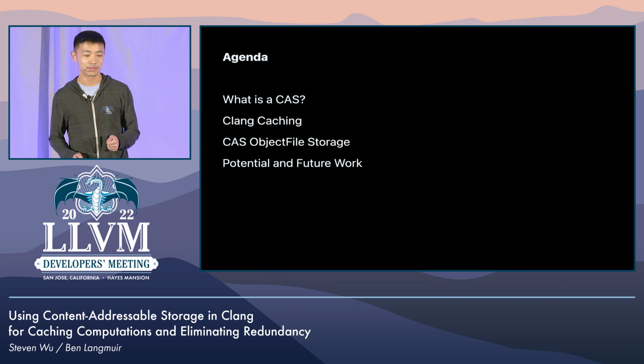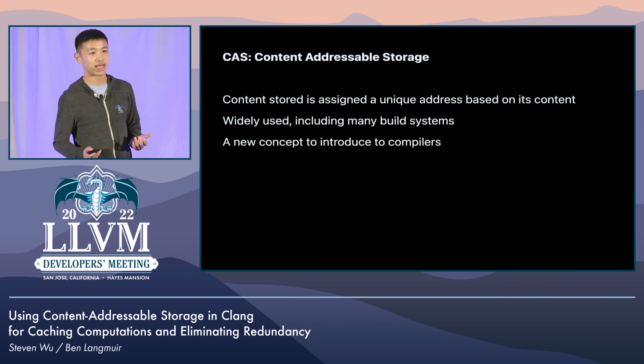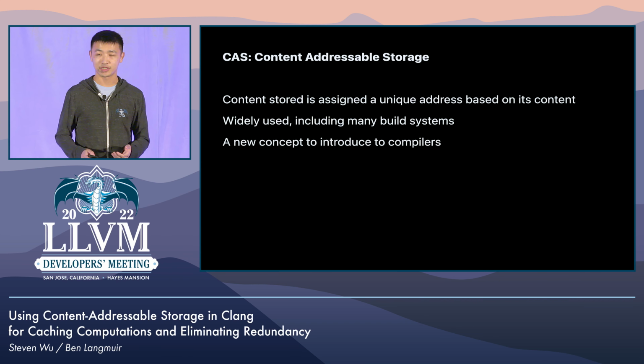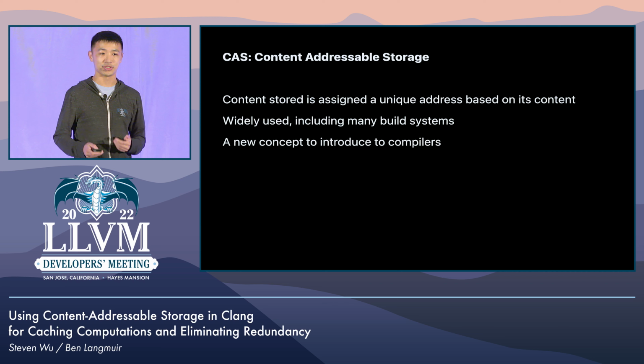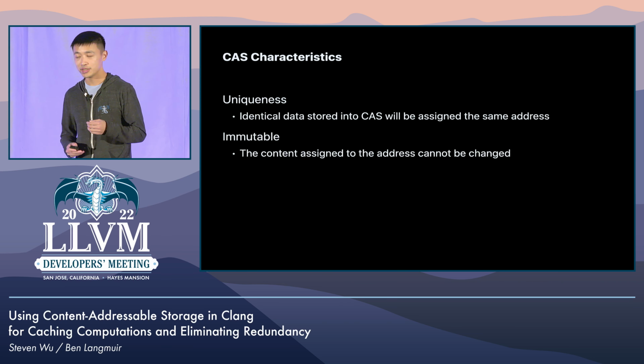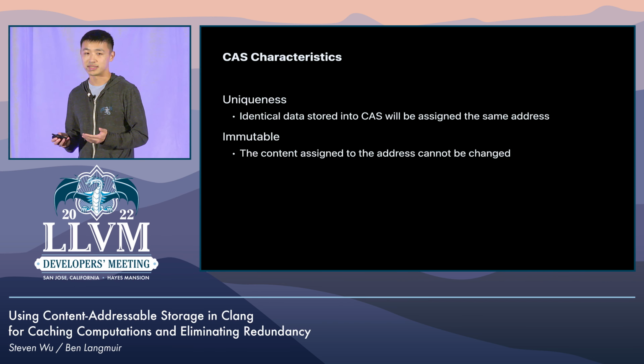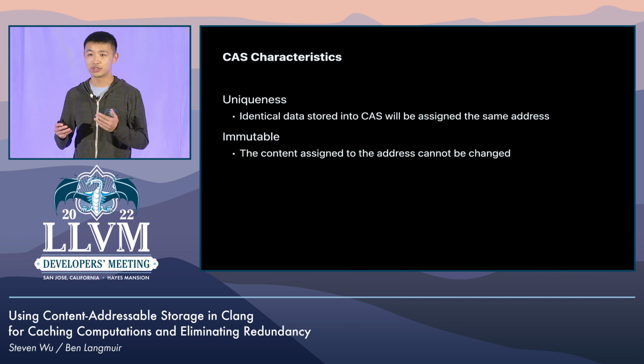For those people who are not familiar, CAS, or content-addressable storage, is a technology where the content stored is assigned a unique address based on its content. It's widely used in many domains. Inside build systems, a lot of build systems utilize an underlying CAS to optimize build tasks, but it's a fairly new concept to be introduced inside the compiler. There are many benefits to having a storage system like CAS, but two of the main characteristics we're trying to take advantage of are its data uniqueness and immutability.